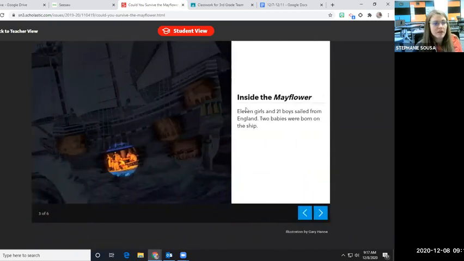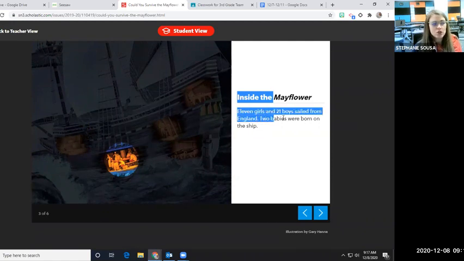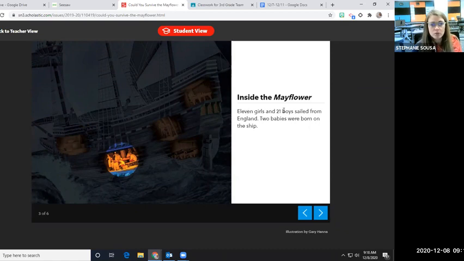Next slide. Inside the Mayflower, 11 girls and 21 boys sailed from England. 2 babies were born on the ship. So that's 11 plus 21, that's 32 kids and 2 babies. So of the 132 that were on board, 32 were kids and 2 were babies. Yesterday we learned only 1 baby was born. Today we learned of another.